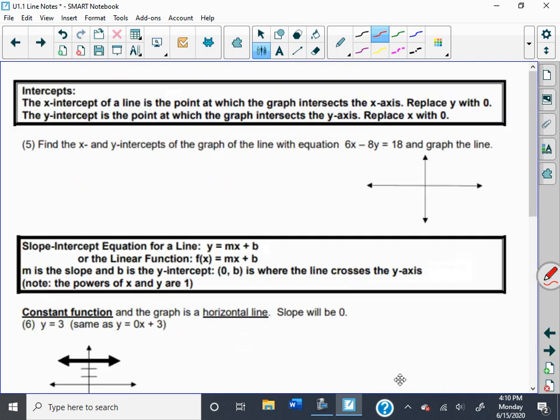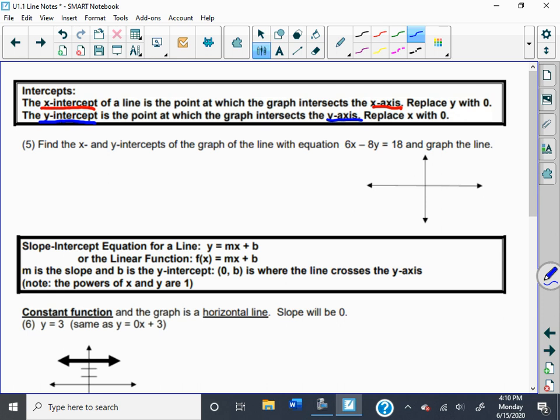All right, intercepts. Intercepts are where the graph crosses the x-axis and the y-axis. The x-intercept is where the graph crosses the x-axis. To get it, we replace y with 0 and solve for x. To find the y-intercept, that's where it crosses the y-axis, we replace x with 0 and solve for y.